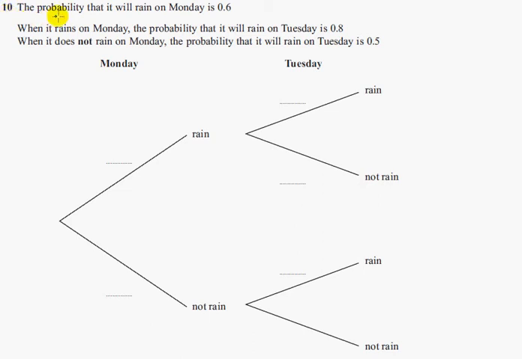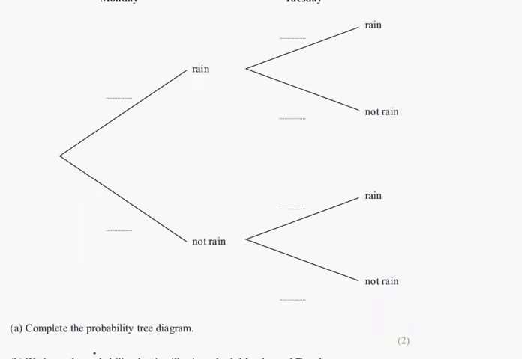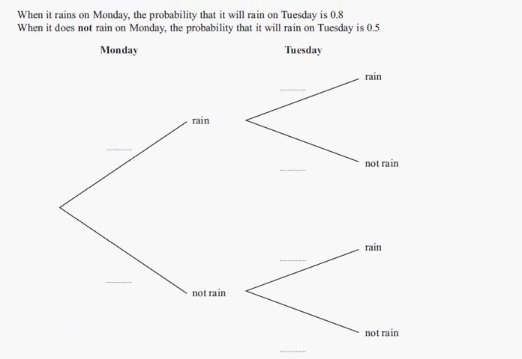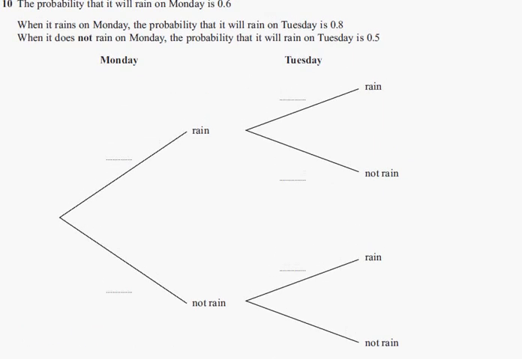Question 10. The probability that it will rain on a Monday is 0.6. When it rains on a Monday, the probability that it will rain on a Tuesday is 0.8. When it does not rain on a Monday, the probability that it will rain on a Tuesday is 0.5. Now part A says, complete the probability tree diagram. So we're going to have to read that again and fill in the probabilities.